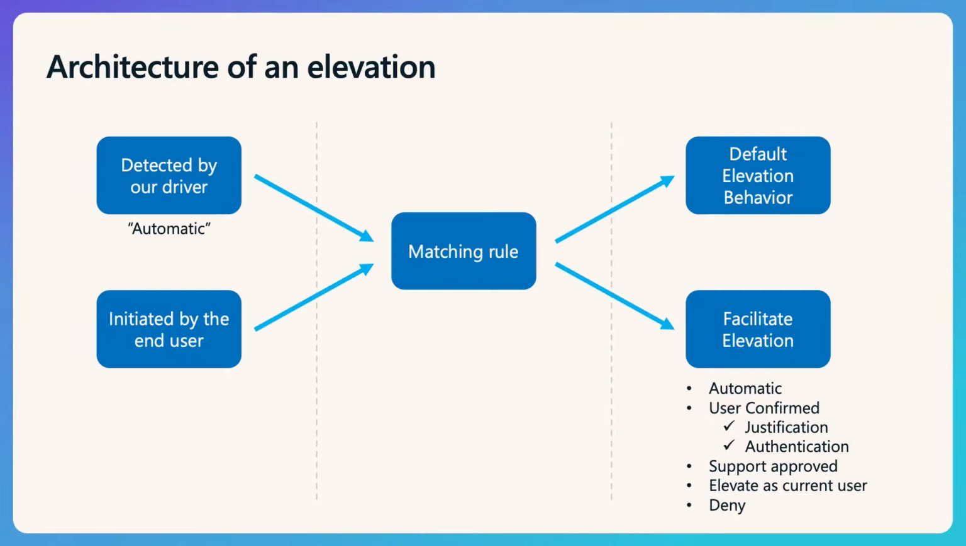We have these options to do automatic. We can use user confirmed, so the end user has to put in a business justification and/or do authentication. They can also do support approved, so they need permission every time they need to elevate this application. And a new one that we implemented last year is elevate as current user. So in a rule, you can elevate as current user. I'll dig into that in a bit once we talk about how the default elevation actually works.